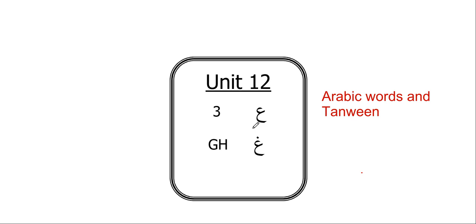Inshallah, let's start with this unit number 12, and today we will be doing Ain and Ghain. As these two letters seem similar, they are twins. As you can see, they are both similar, only the dot above makes it a different letter or a different sound: Ain without a dot and Ghain with a dot.